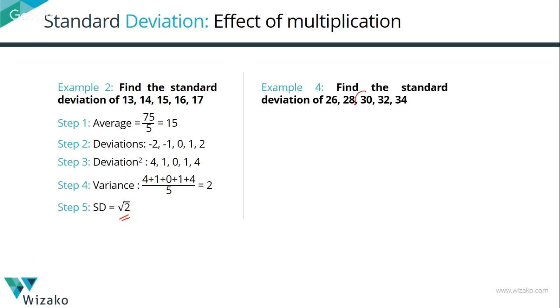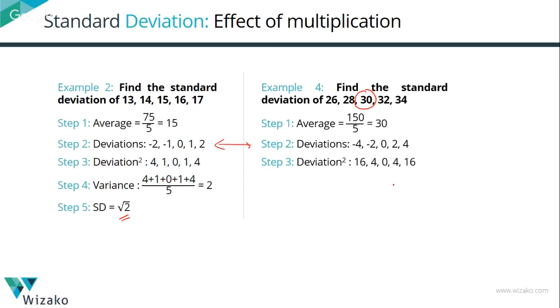So the middle term is going to be our average, which is 30. Let's compute the deviations in this case. 26 minus 30 is minus 4. 28 minus 30, minus 2, 0, 2, 4. Just compare these two at this stage. You'll realize that the deviations have all doubled.